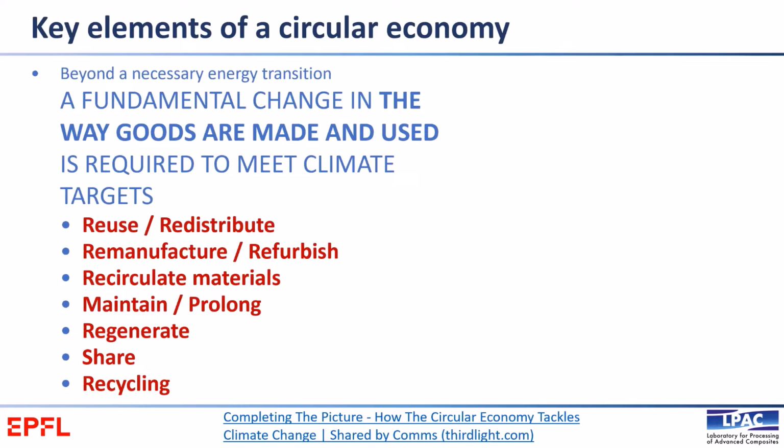So the key elements of a circular economy: it's a change in the way goods are made and used. So we reuse and we redistribute. It's all these words, remanufacture and refurbish. We recirculate, we maintain and prolong the life. We regenerate, we share, and we recycle. Relocate is not part of the circular economy. We don't relocate our waste somewhere else.